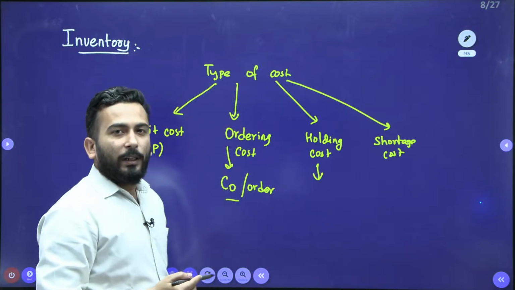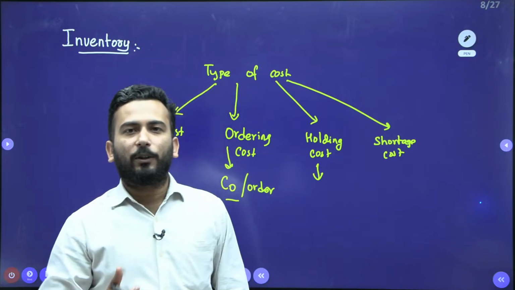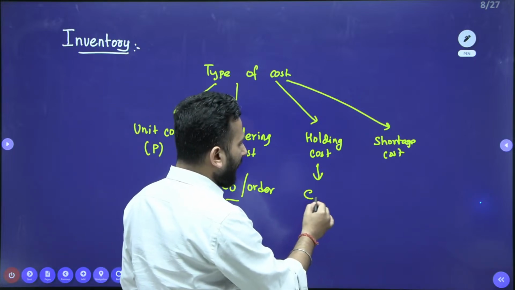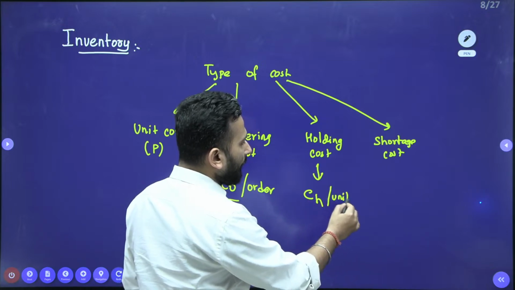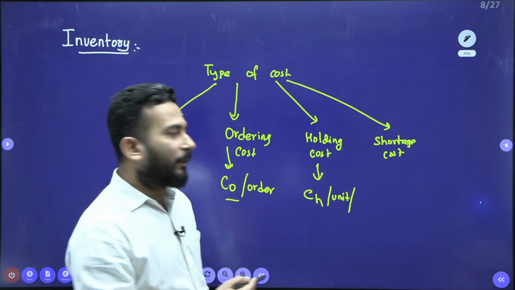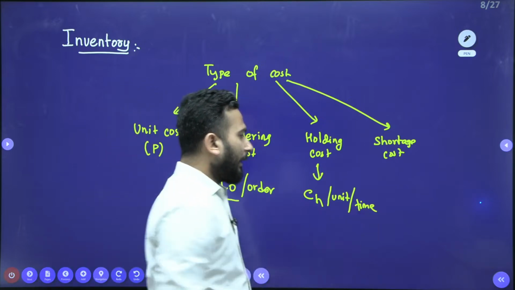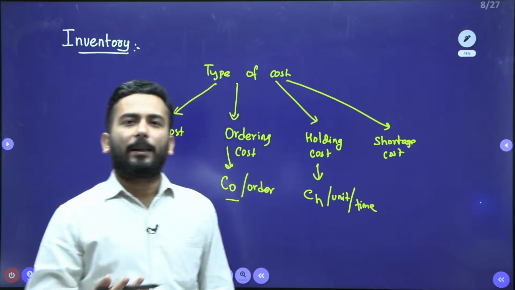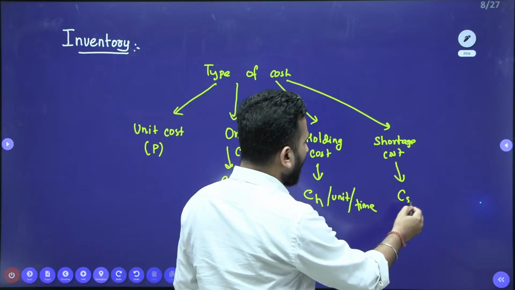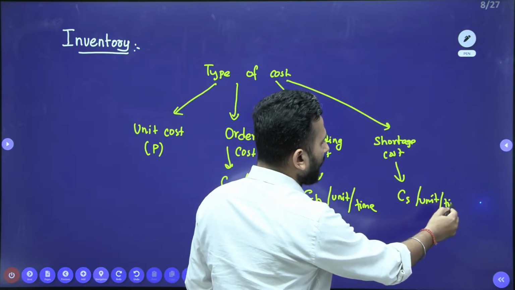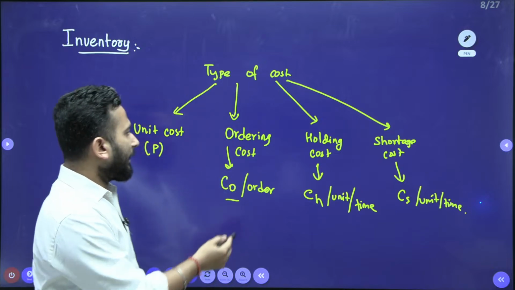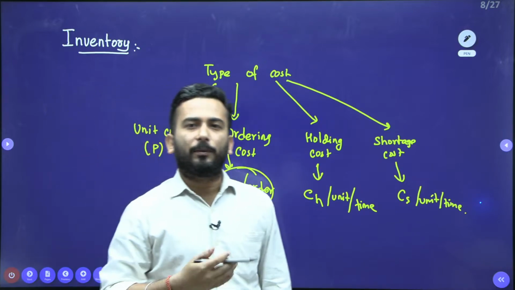Holding cost. See, when you are carrying something, you need to rent a space for a particular amount of time. That's why it will be something like rupees CH per unit, because the more units, the more space you will rent, and time is also there. For 6 months you will rent something, for 1 year you will rent something. So CH per unit per time. It's something like rupees 2 per unit per year, or per month or per day, anything. And similarly for shortage cost there will be CS per unit per time. So this is all about the types of cost. Setup cost is also there, and its nature is similar to ordering cost, and I'll talk about setup cost when I reach the suitable model.